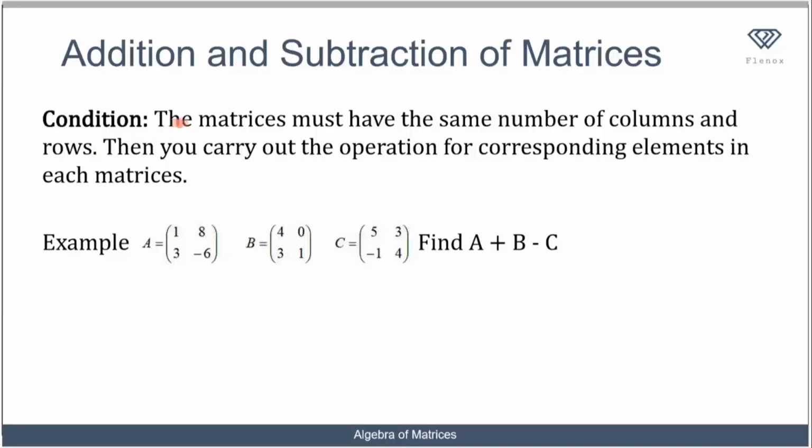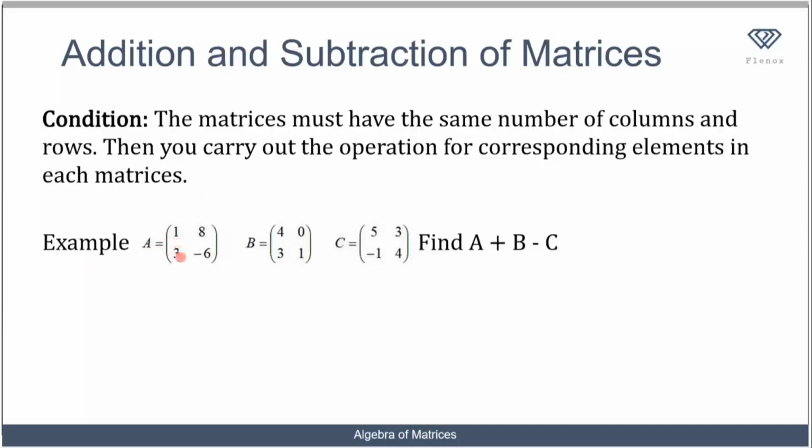Before you can carry out addition and subtraction of matrices, a condition must be satisfied: the matrices must have the same number of columns and rows. What does this mean? It means that they must have the same dimension. When this condition is met, you can carry out the operation on the corresponding elements in each matrix.